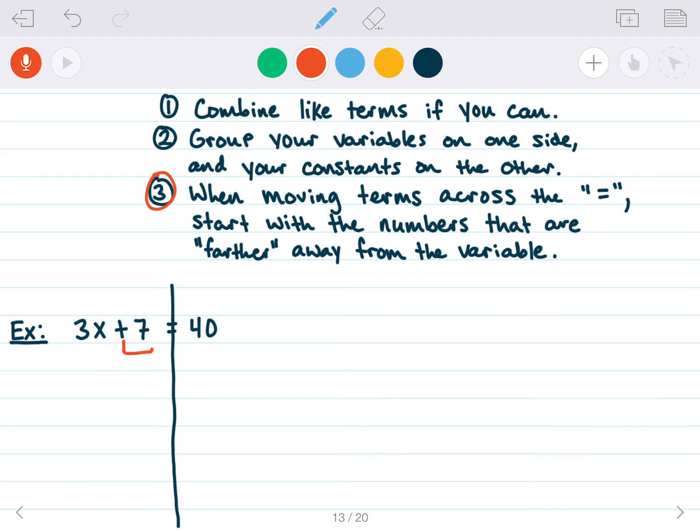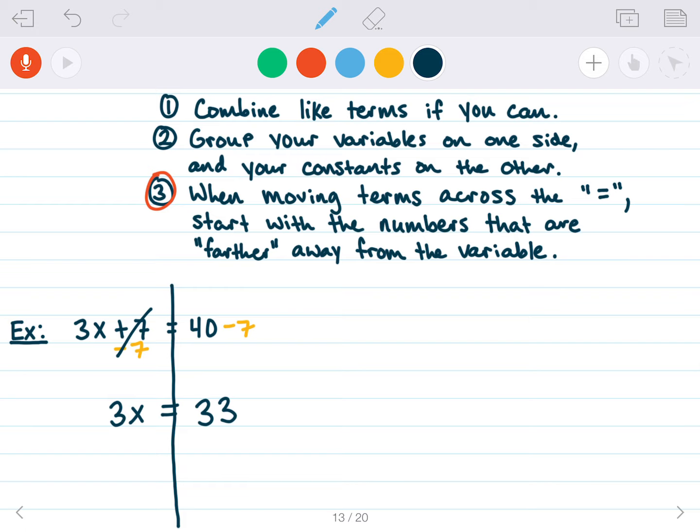So what's happening farthest away is addition by 7, right? We have two things that are happening. We have multiplication by 3 and addition by 7. And addition by 7 is further away from x than multiplication by 3. So I'm going to get rid of the addition by 7 first. So how do I do that? Well, I got to do the same thing to both sides. And the opposite of addition by 7 is subtraction by 7. So I'm going to do that to both sides. That clears on the left, and I'm left with 3 times x on the left. On the right, 40 minus 7 is going to be 33.